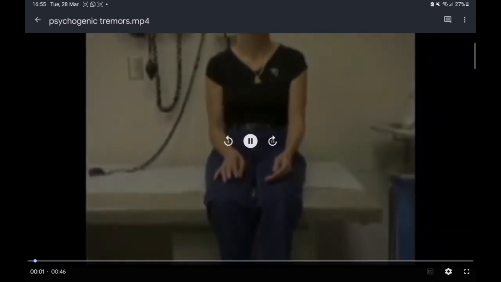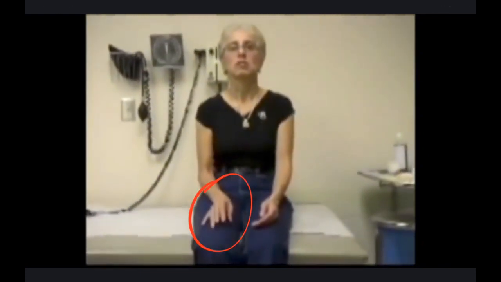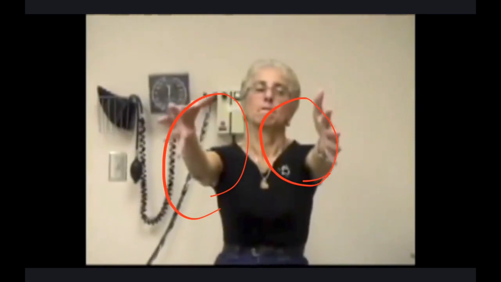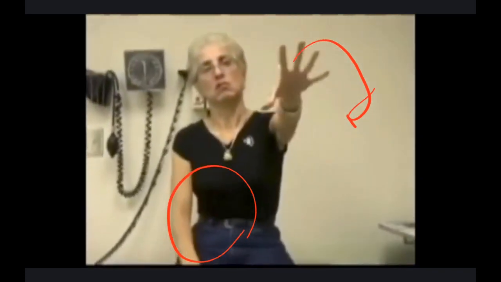So here we can see psychogenic tremors. As you can see, this patient is having these tremors on her right hand. These tremors are very similar to what we saw in essential tremors. But if you can see, when the patient is asked to do something with her left hand, her right tremors cease. Because now her brain is stimulated to do something with her left hand. Therefore, her brain is getting distracted, and her right-sided tremors are stopping.